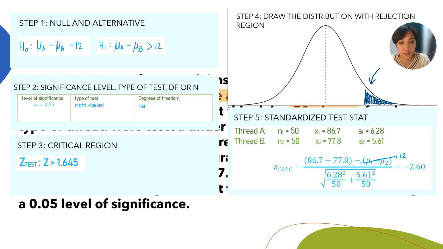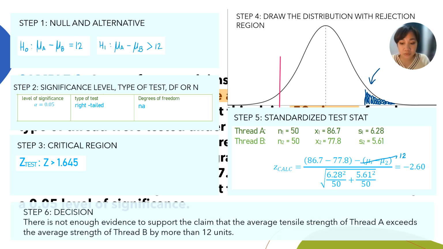Going back, the standardized test statistic is negative 2.6. That is way lesser than the positive 1.645 that we have. And that means we do not reject the null hypothesis that states that there is no significant evidence to prove that their difference is greater than 12. Anyway, if you look at the sample means, which are 86.7 and 77.8, the difference does not really exceed 12. It's just 8.9. So there really is no enough evidence to prove that the alternative hypothesis is true.